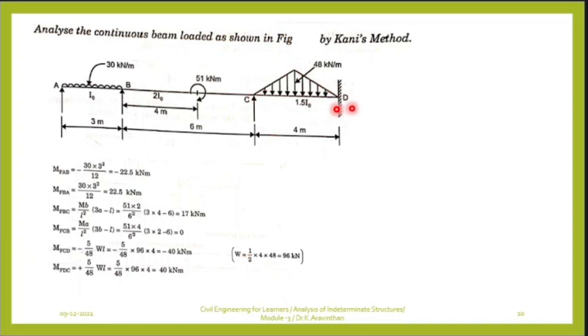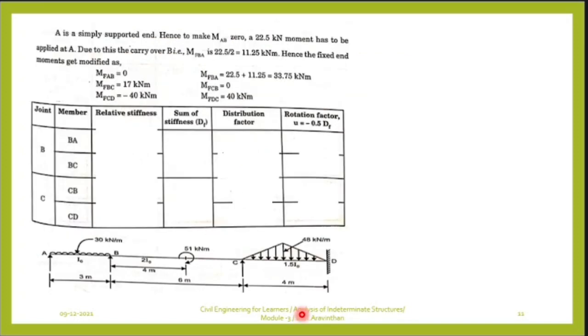You have a triangular load. How to calculate this triangular load? Intensity, that is half B H. You have 4 meter of base and height of 48 kilonewton per meter, and you can multiply with the area, you will be getting the intensity of weight. Joint members, relative stiffness, total stiffness and distribution factor you will be getting. And the last column is the new introduction in this Kani's method, that is the rotation factor. What you have to do is multiply by minus 0.5.